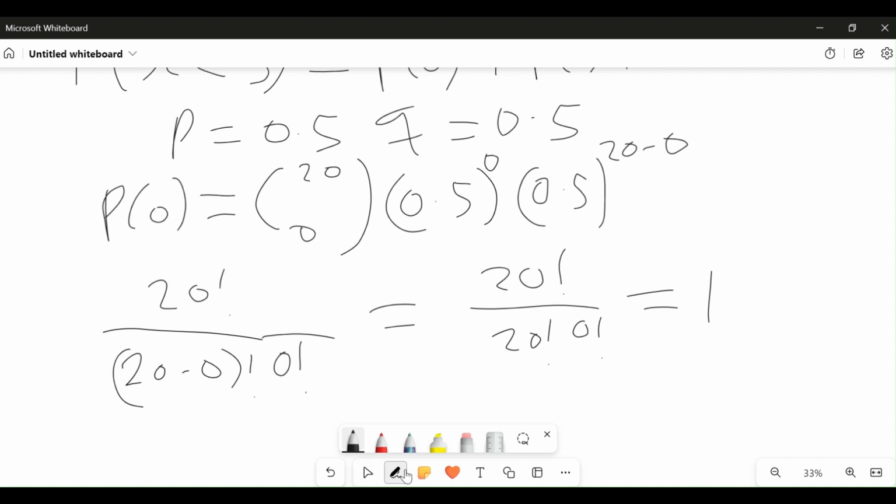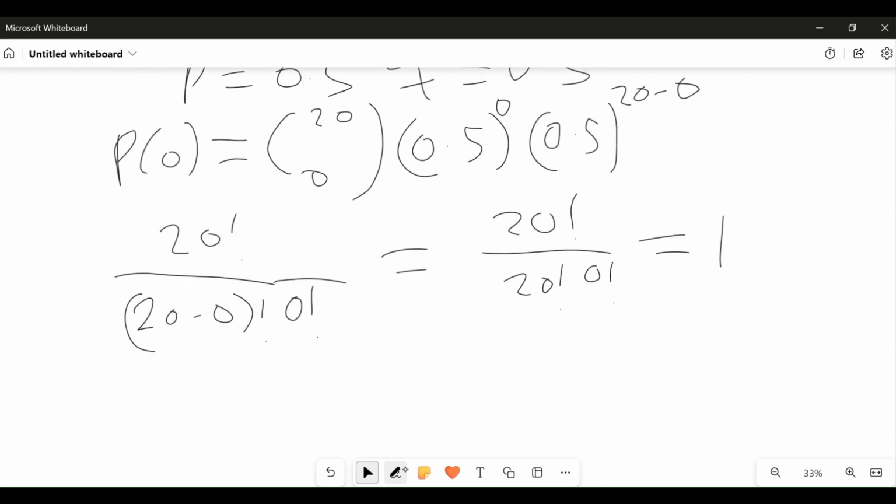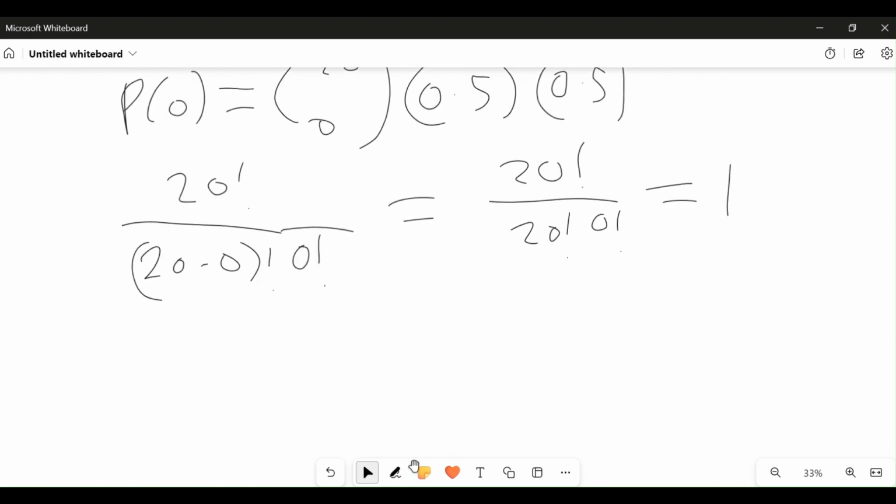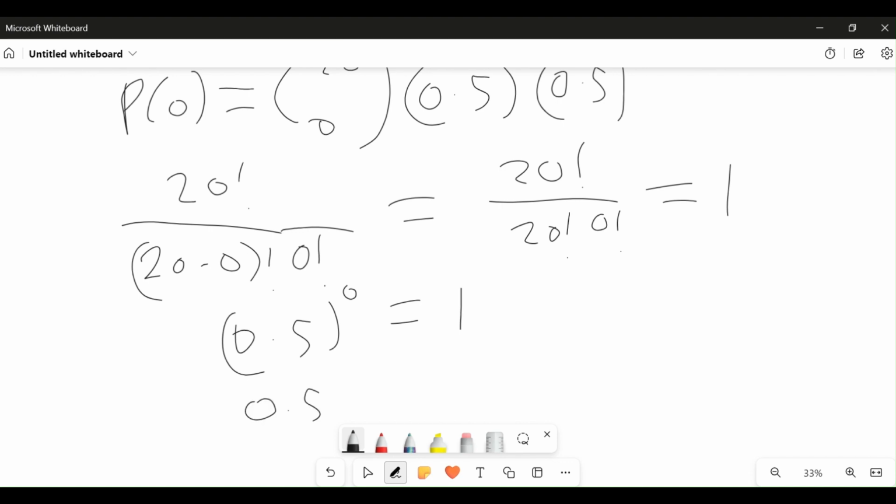Also, 0.5 raised to power of 0, that is going to give us 1. Anything raised to power 0 is equal to 1. And 0.5 raised to power of 20. So you are going to need your calculator. So 0.5 raised to power of 20. What will that give from your calculator?